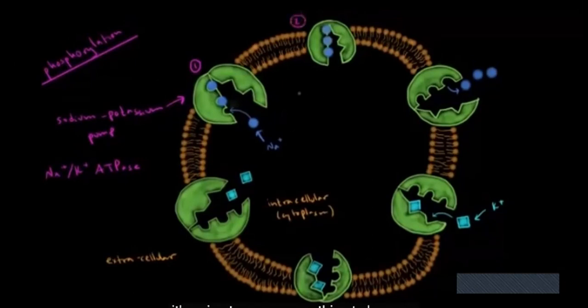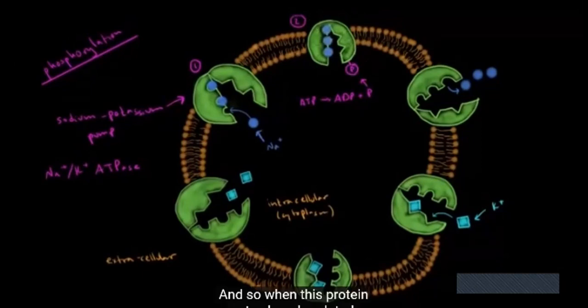It's going to cause an ATP molecule, adenosine triphosphate, to break down into ADP, adenosine diphosphate plus phosphate. And then this phosphate will attach itself to the protein. And that is phosphorylation. And so when this protein gets phosphorylated, when the phosphate group is attached to it, it causes there to be some sort of change in the conformation of the protein.